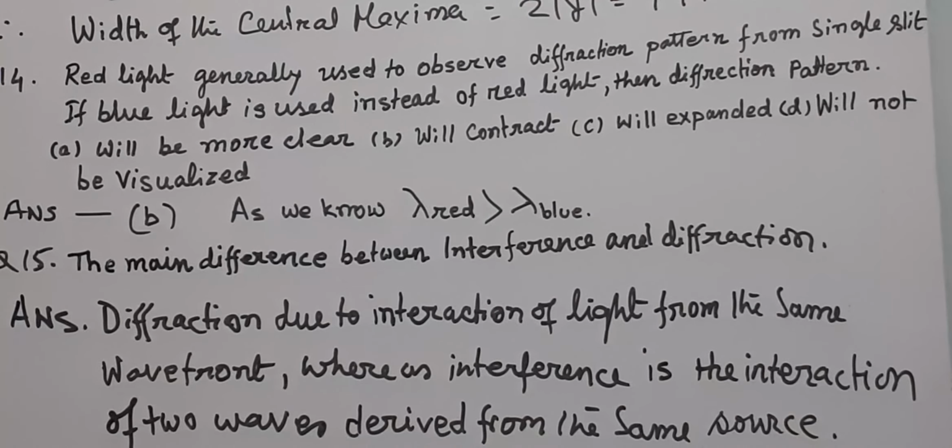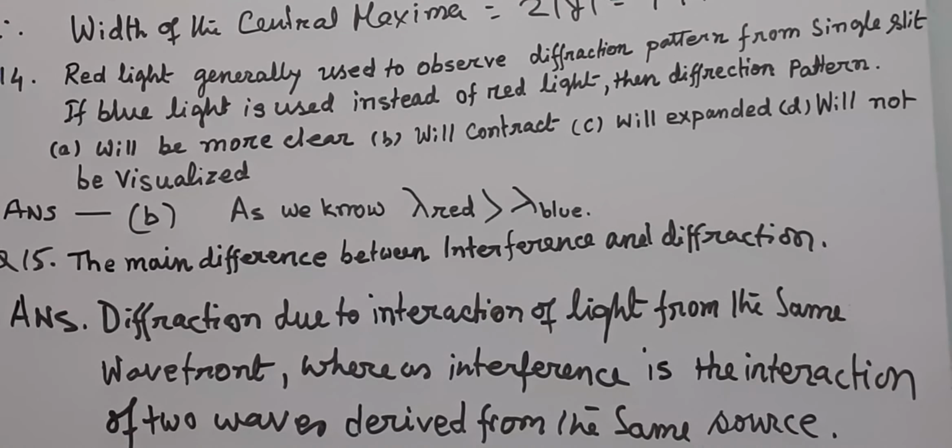Question number 14. Red light is generally used to observe the diffraction pattern from a single slit. If blue light is used instead of red light, then the diffraction pattern, there are 4 choices, will be more clear, will contract, will expand, will not be visualized. The wavelength of red is greater than blue, therefore B, they will contract, all will come close to each other. Now, question number 15.